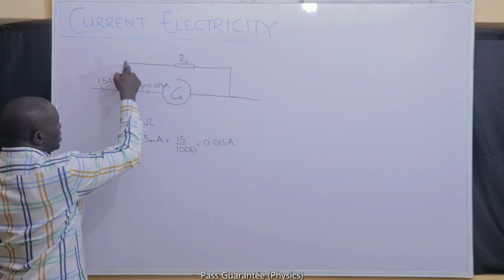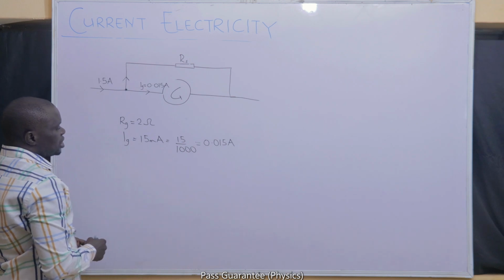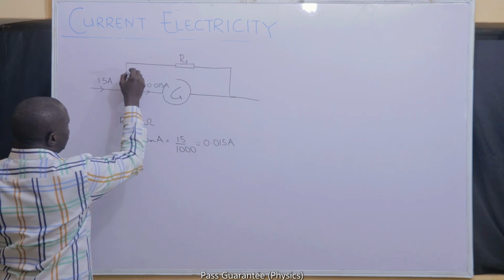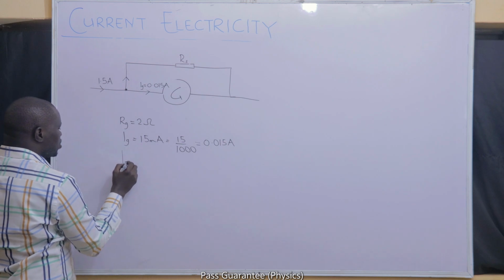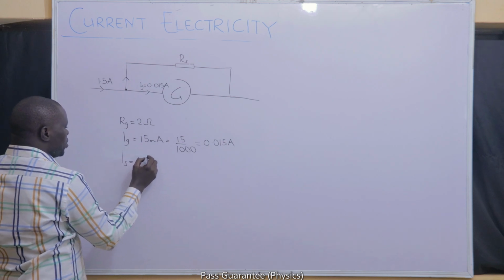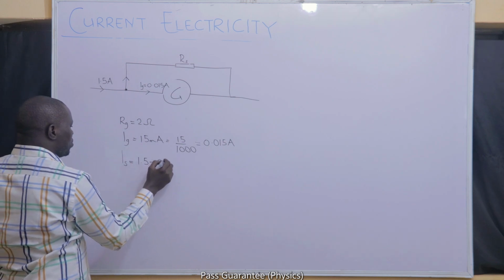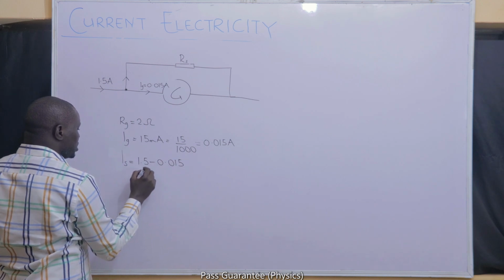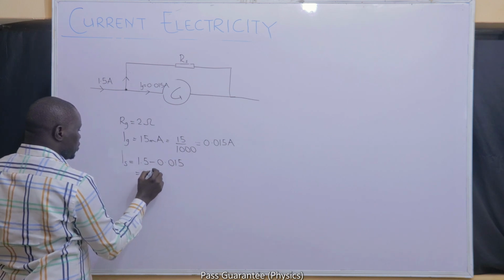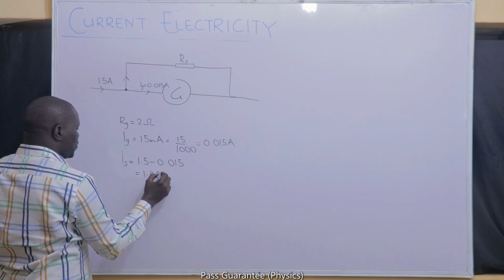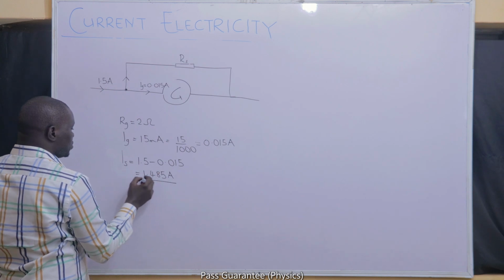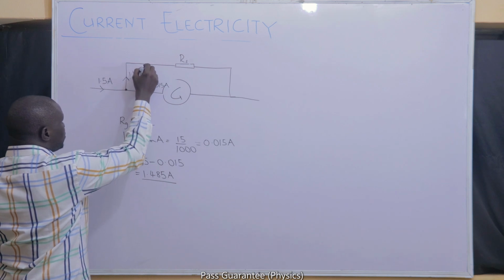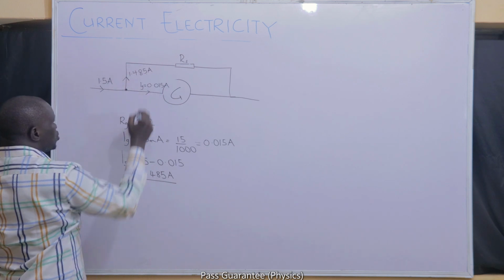Now, if that is the case, the shunt that will do this job for me must be a shunt that will divert the excess current through itself. The total current is 1.5, so the current through the shunt must be 1.5 minus 0.015, and that should be 1.485 amperes. So I want a shunt that will be able to divert 1.485 amperes through itself.